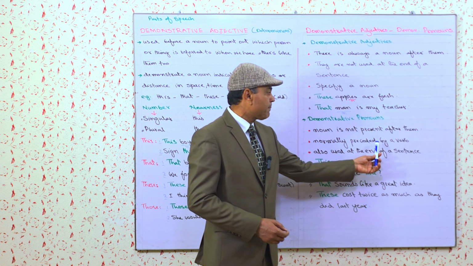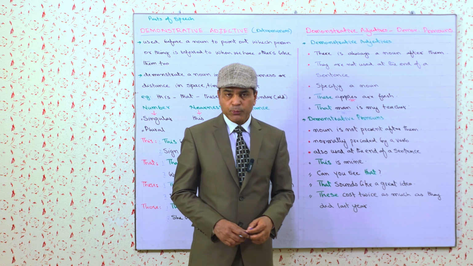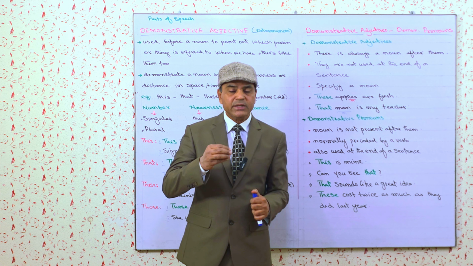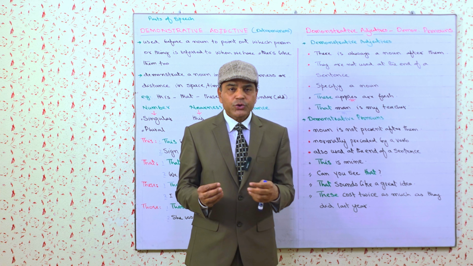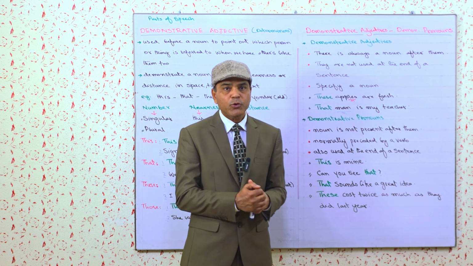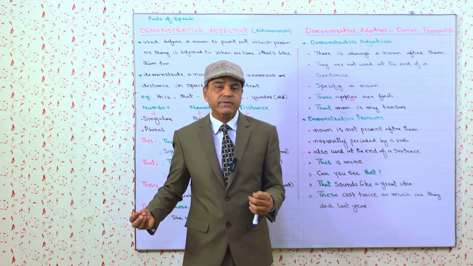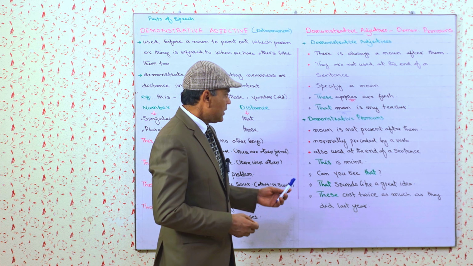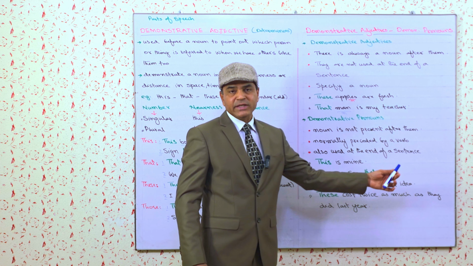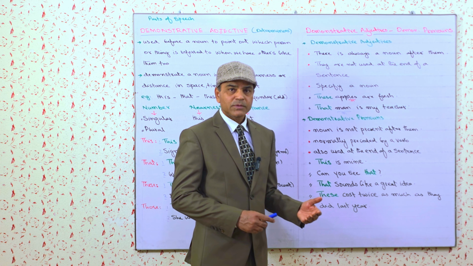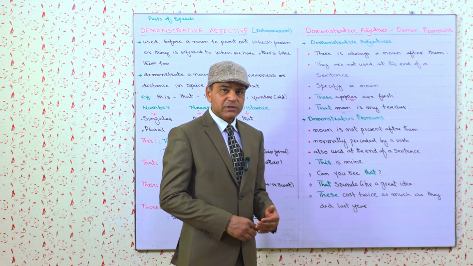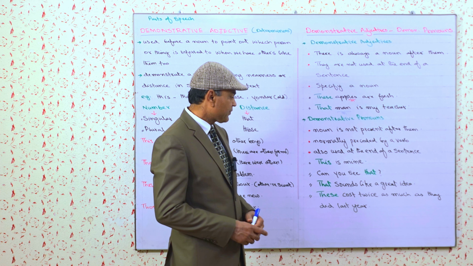Normally preceded by a verb. This is the second point. If you want to make things short or keep certain tips in your mind, you will mostly find a verb after demonstrative pronouns, whereas after demonstrative adjectives you will have a noun. And the third point is they can be used at the end of a sentence. Demonstrative adjectives are not used in that way, but demonstrative pronouns can be used at the end of a sentence.